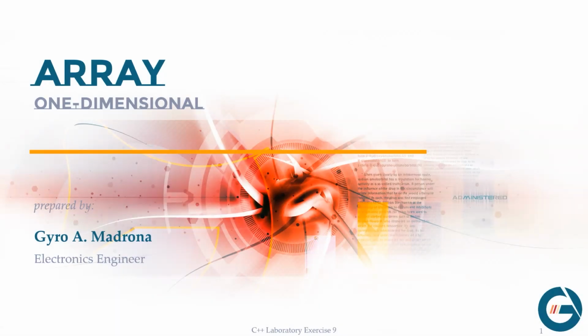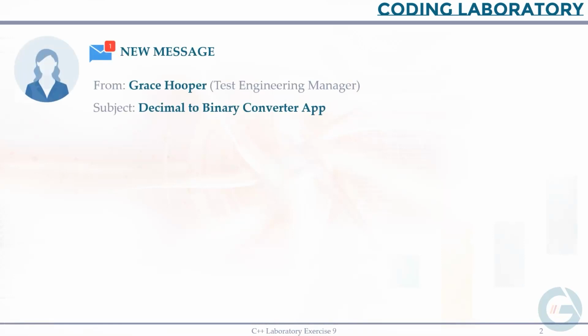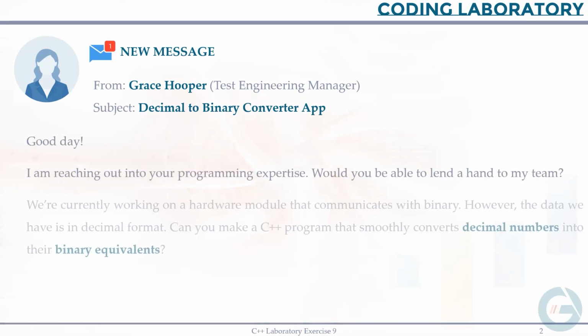Okay, welcome back to this laboratory exercise 9. This time we will showcase the usage of an array. The given problem for this exercise actually came from our laboratory exercise 6, so you can check that out. The program that converts the decimal number into the binary. So we are asked to make a C++ program that converts decimal to binary.